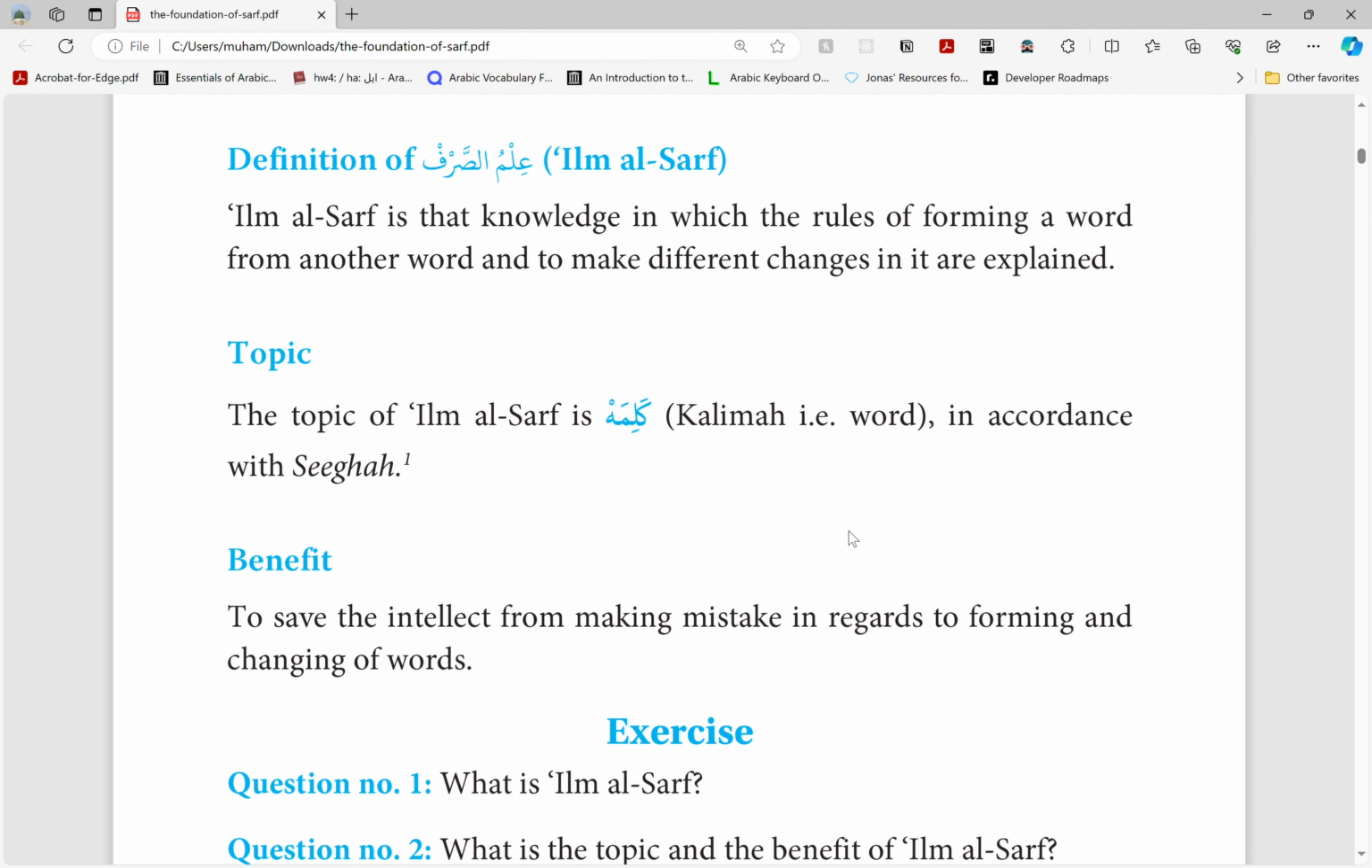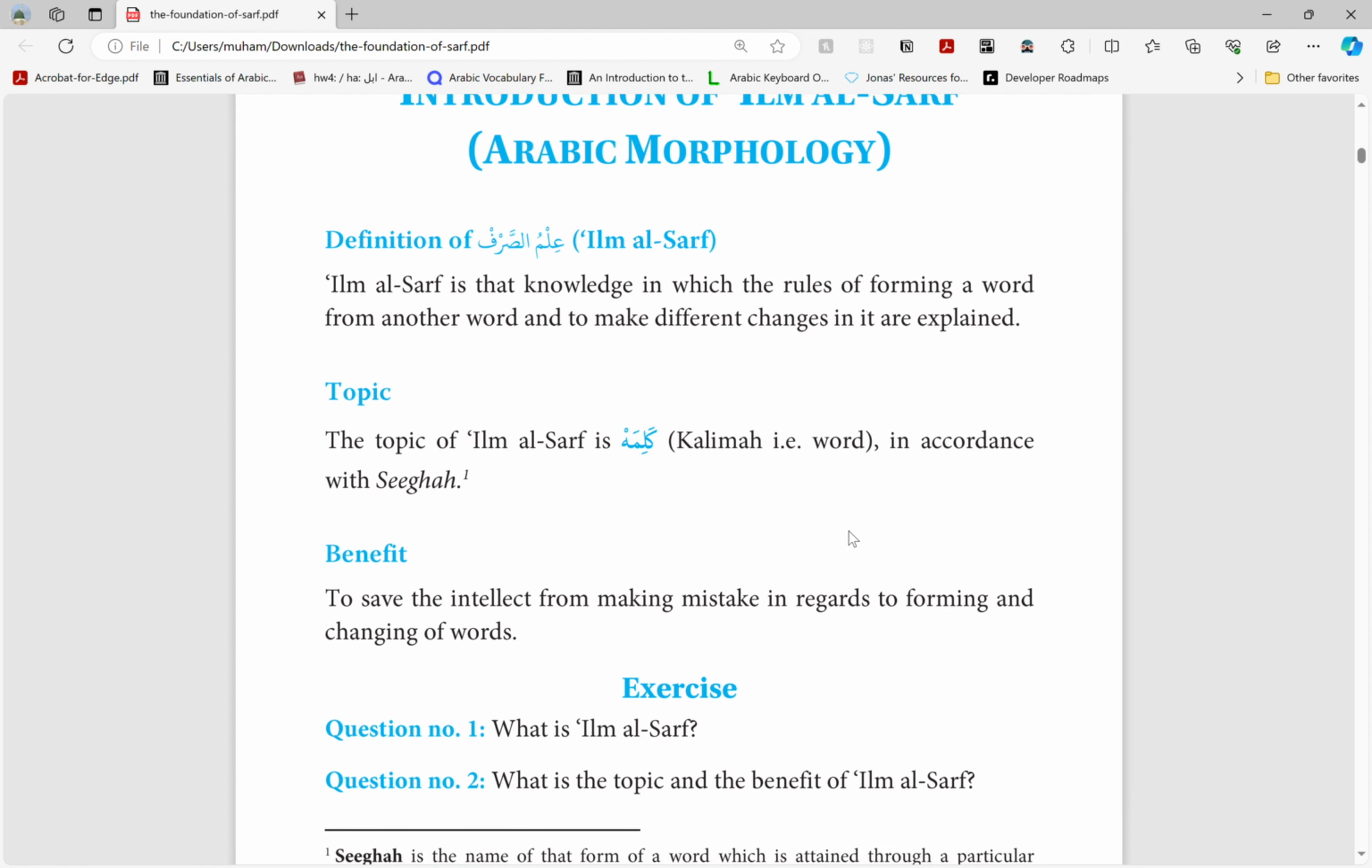And a good thing they have in this book is they always provide a short exercise. It's not too much, not too little. It's just right. What is ilm al-sarf? As we discussed, ilm al-sarf are those rules that we use when forming a word from another word to make changes to it or make new words from it.